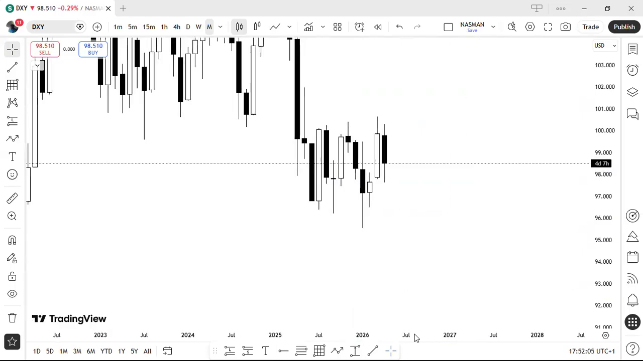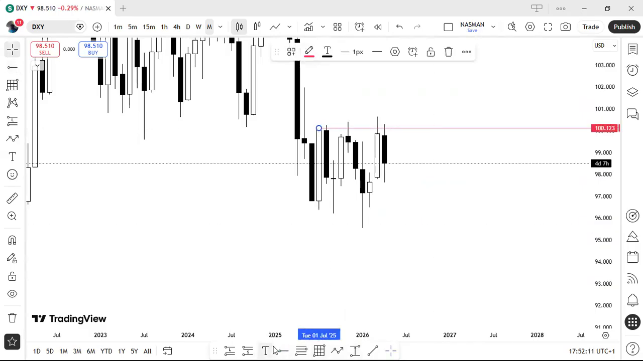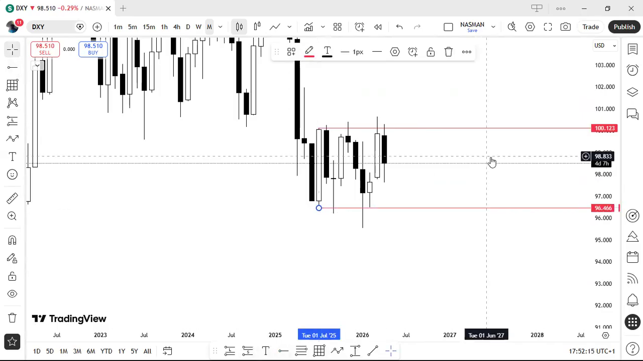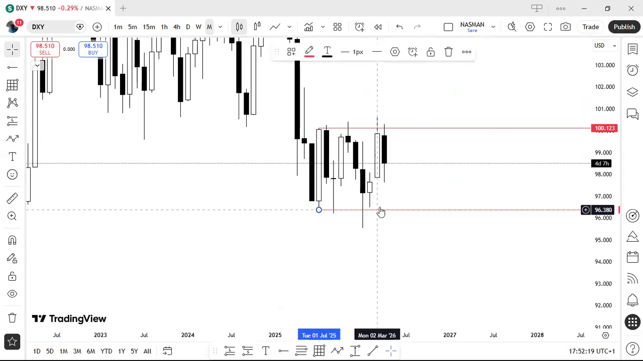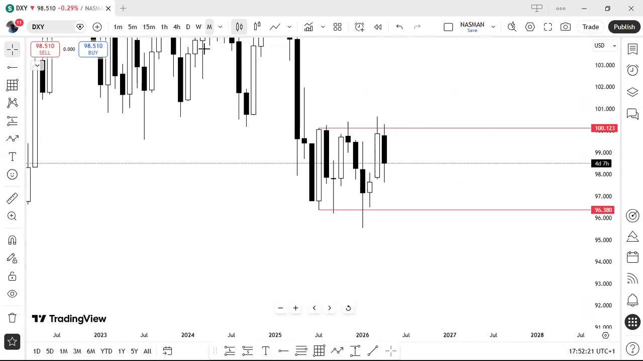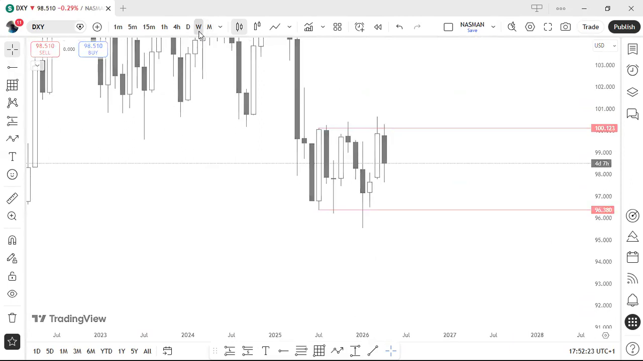On the monthly time frame, you can see that the dollar had been encapsulated in a range. If you check the previous analysis that I made, you will understand this better. So you can check my previous video to see the analysis I made on the dollar in the previous week. Then I can go to the weekly time frame to have a clearer view, the bird's eye view for the dollar in this coming week.